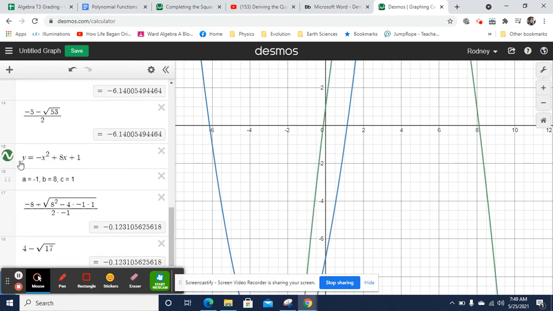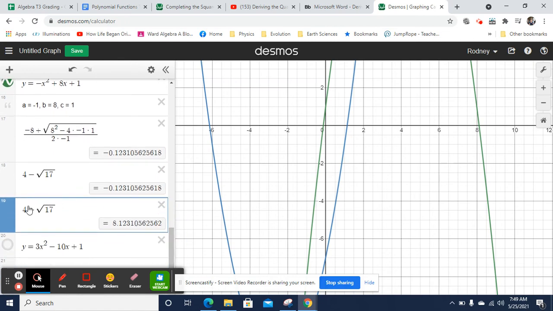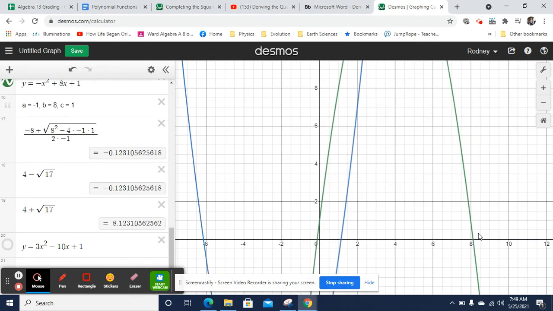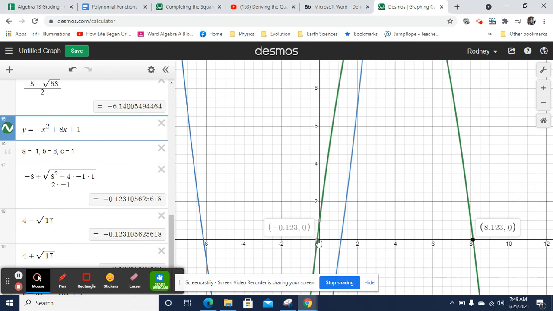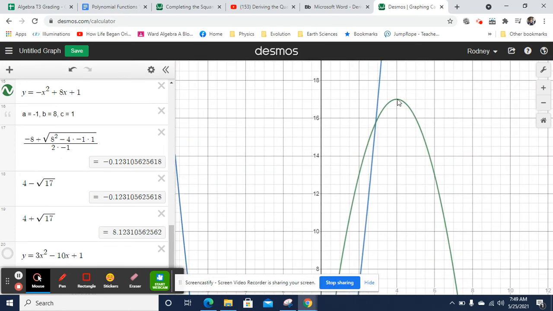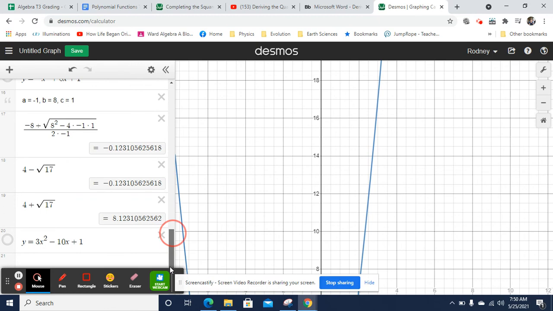Okay, so let's turn it on and confirm that. So 4 plus or minus the square root of 17. 4 is going to be the x value of the vertex. So let's find our x-intercepts there and there. So we ended up with, we got 8.123 and negative 2.123. And I do have 8.123 and negative 0.123. And I predicted that the vertex has an x value of 4, and it does. One more. I have one more quadratic now to do. So we found those solutions.